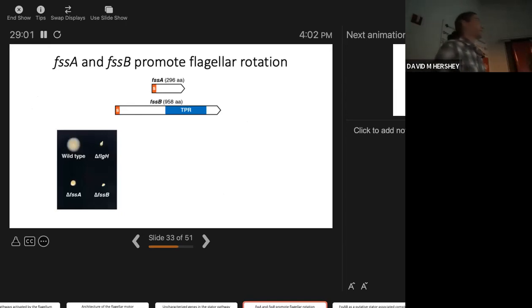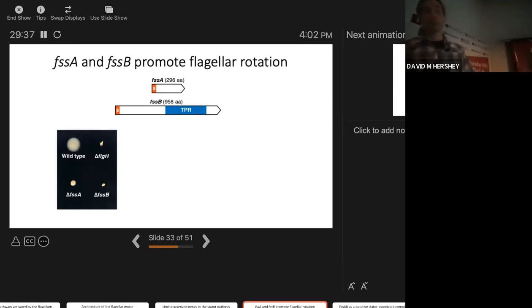This is an assay called a soft agar spreading assay. This is a nutrient plate that has a low concentration of agar, so it's semi-solid. When we spot these cells into this plate, the wild type cells are able to swim through the pores of this matrix and spread efficiently through the plate. You can see this delta FLGH strain is not able to swim. Here we have a delta FSSA and FSSB, and you can see that they have pretty severe spreading defects in this assay. There are actually a lot of reasons why cells can have difficulty spreading through soft agar.